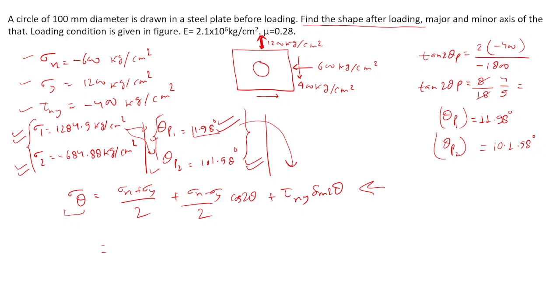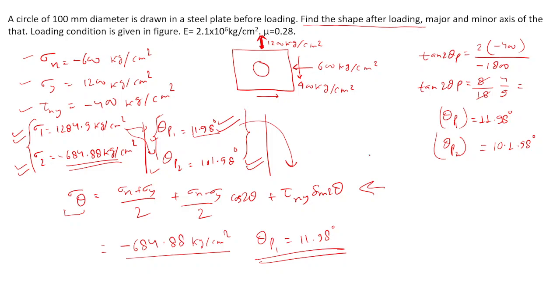For theta P1, sigma theta will be minus 684. 684, how much? Same, it would be same, right? Yes, it should be same because this is in kg per centimeter square. So for this, how much theta? Theta P1 is equal to 11.98.